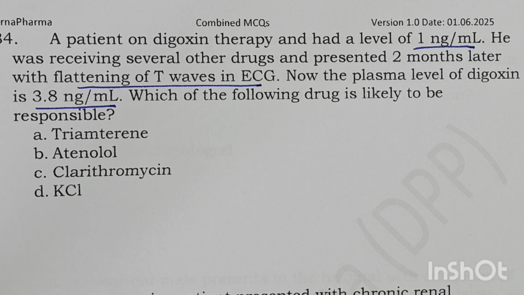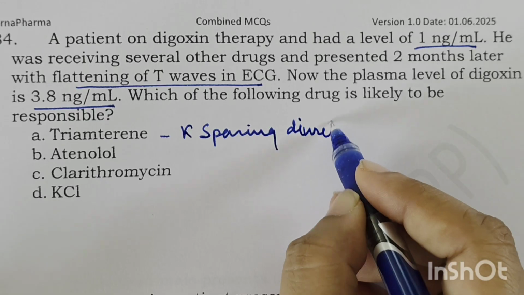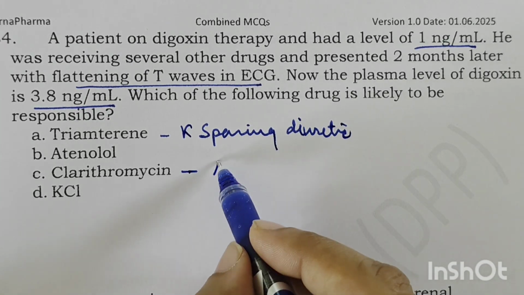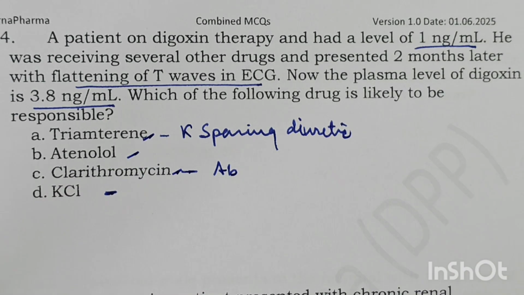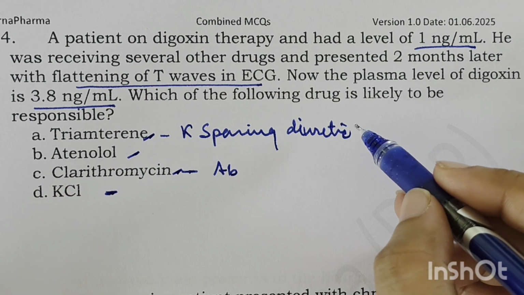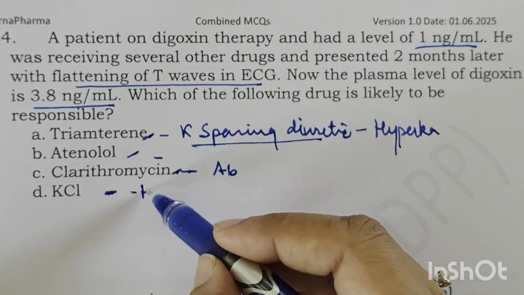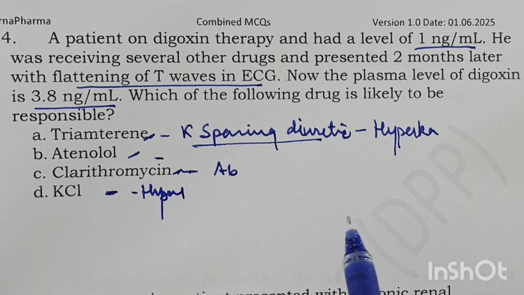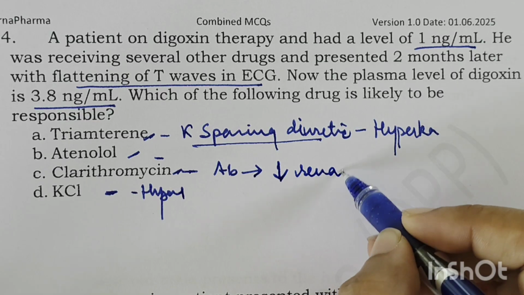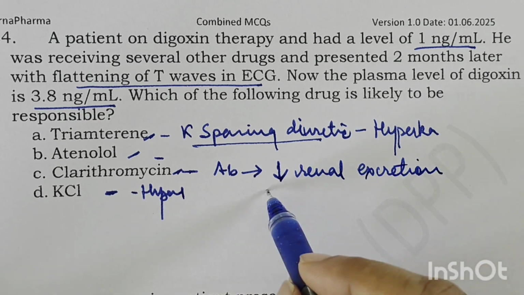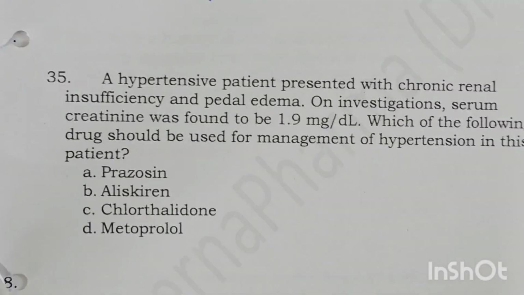Now see, the options that they have given are trimethoprim, which is a potassium sparing diuretic, atenolol, which is a beta blocker, clarithromycin, which is an antibiotic, and KCl. Trimethoprim, atenolol and KCl are likely to cause hyperkalemia. Here, what is clarithromycin doing? Clarithromycin causes digoxin toxicity by inhibiting the renal excretion of digoxin. So the correct answer here is clarithromycin.